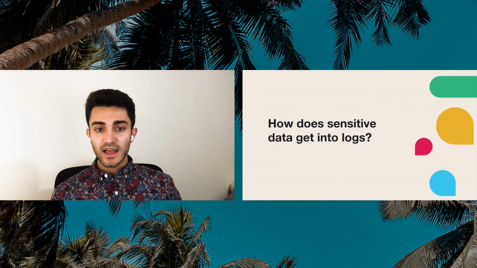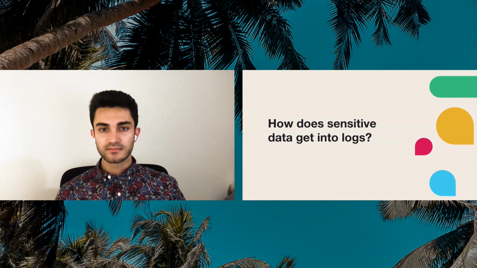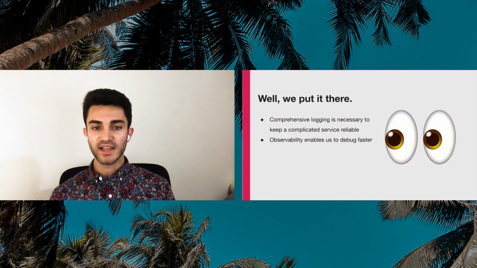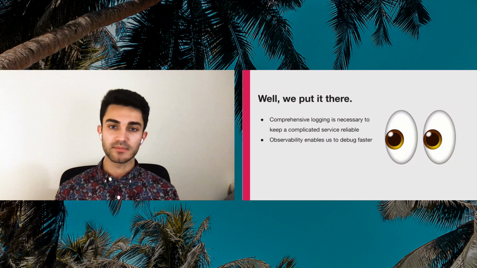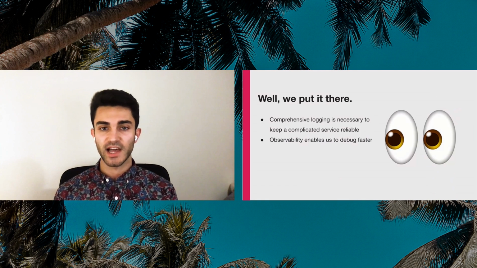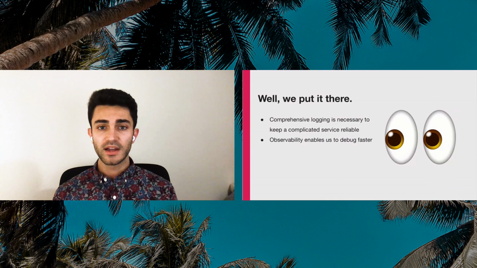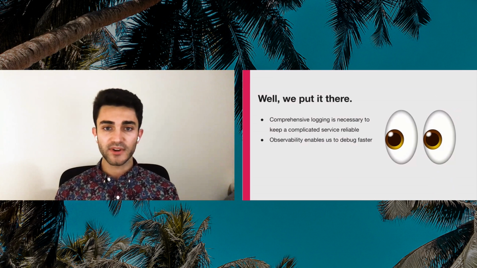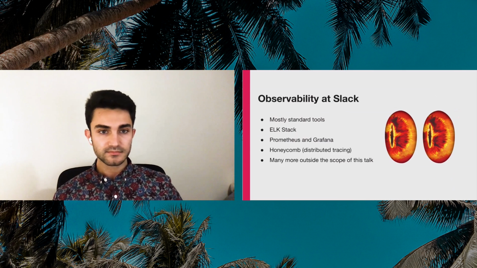But we should answer the question, how does sensitive data get into logs? Well, to make a long story short, we put it there. Comprehensive logging is necessary to keep the complicated services of today reliable. Large web apps and production infrastructure have many components, often many services, and a whole lot of complexity. And quite frankly, observability is critical in allowing us to debug issues and resolve incidents quickly.